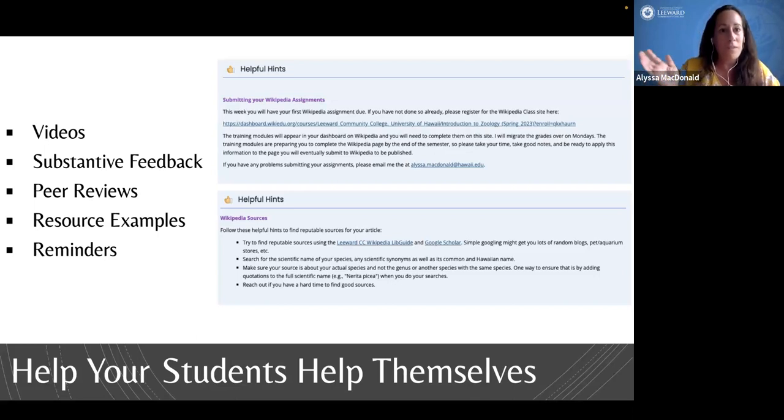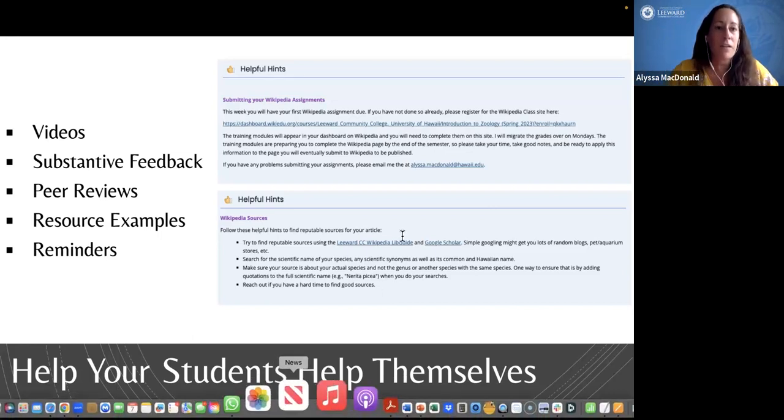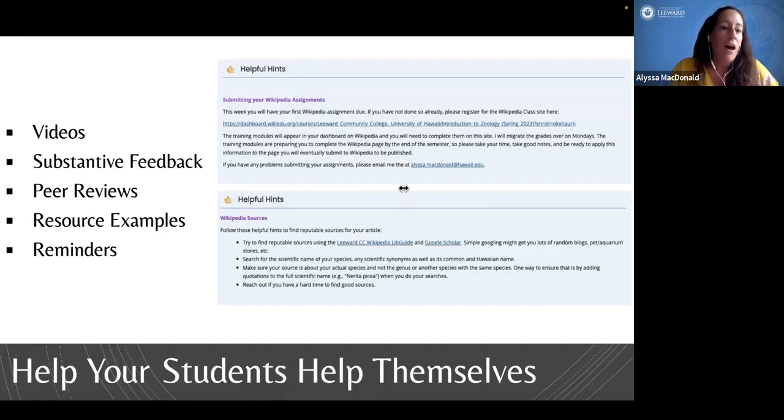Like I said, most of the species they're working on have one sentence that says, this organism is found in Hawaii and throughout the Pacific Islands, period. So we break it down by all of the basic information about habitat, life history, and all the things they should include. We also have resource examples for them to see.